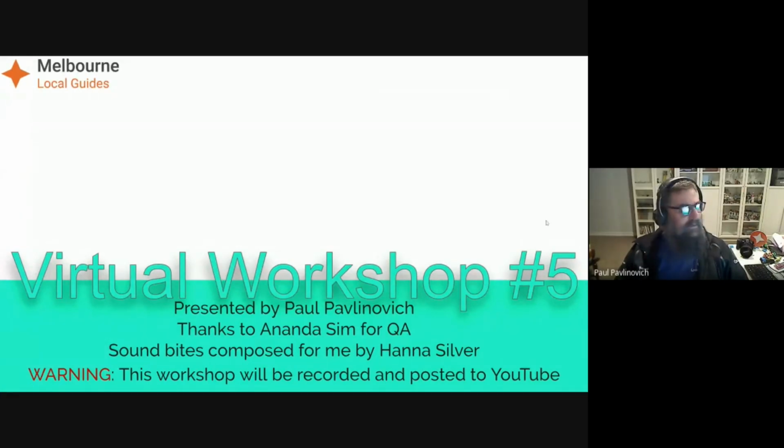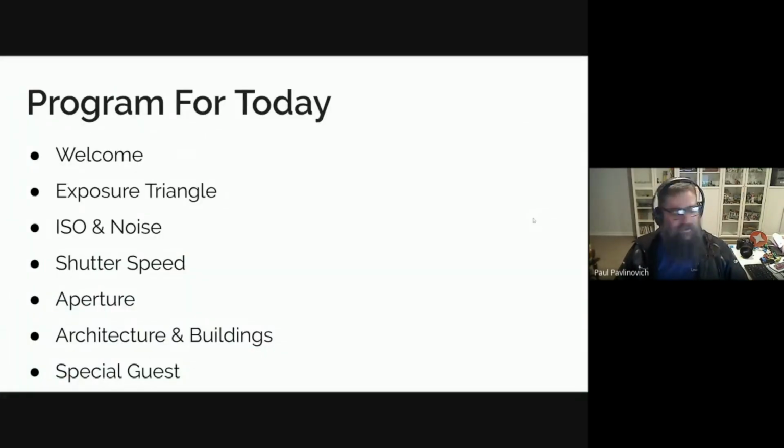Welcome everybody. So our program today, welcome to all of the local guides who have joined in. I think we've got 26 now, 27, 28. Okay, we're going to be talking about the exposure triangle today, which is essentially all about ISO and the shutter speed and the aperture and their relationship to each other and the trade-off between using the different settings.